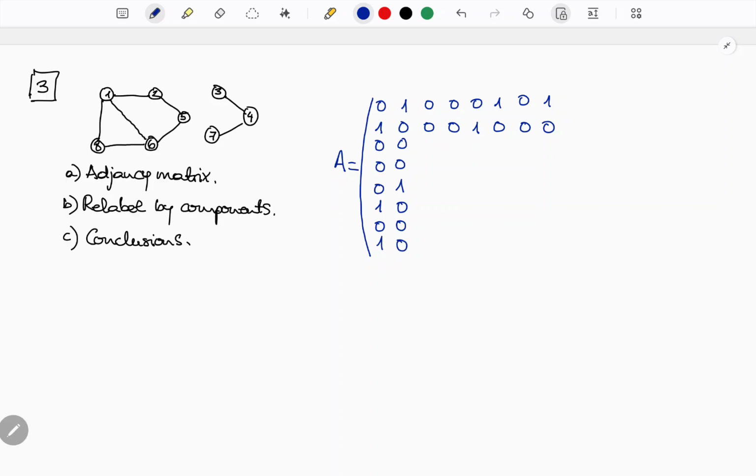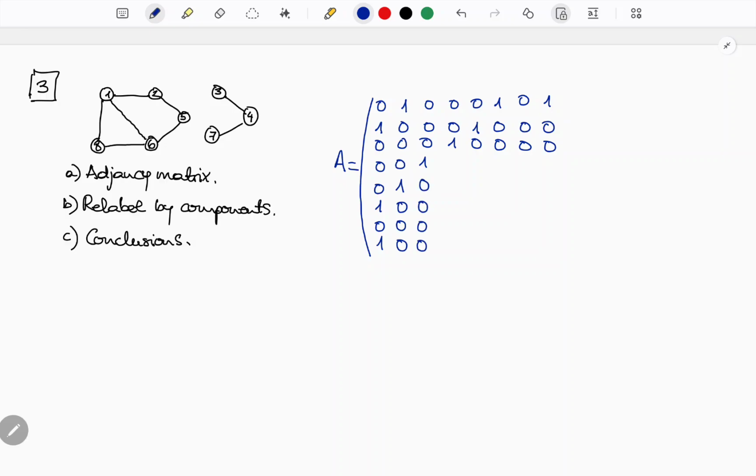Now for the third row, I have to focus on node 3. Node 3 is only connected to node 4. So all the rest is going to be 0. So node 3 has no link to itself, but it's connected to node 4. So I have a 1 there, and the rest is 0. And here exactly the same. I have 1 and the rest is 0, 0, 0, 0.